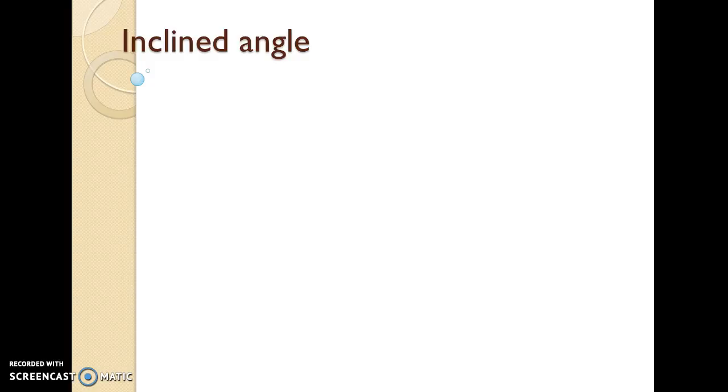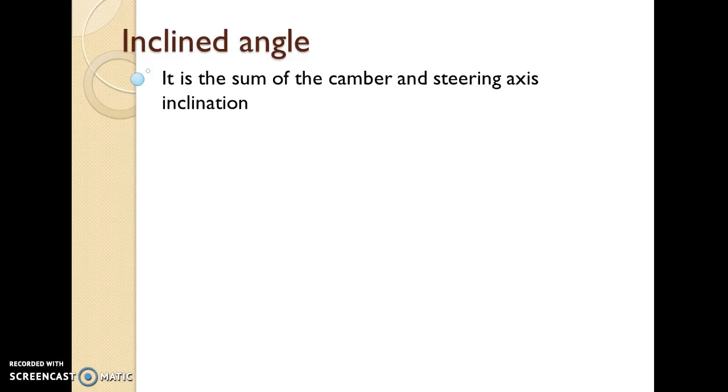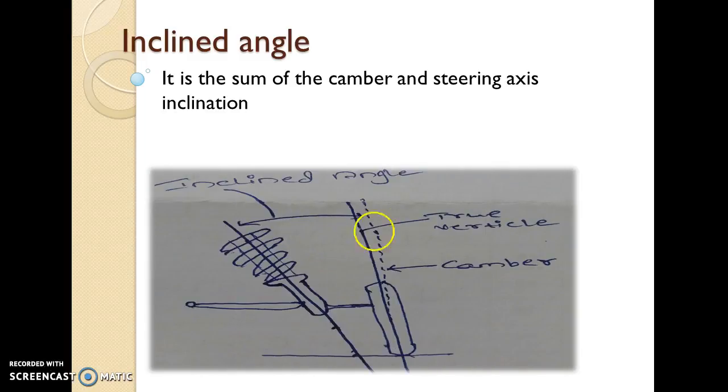Second one will be included angle. So as stated again, it is the sum of the camber and steering axis inclination. Again, this can be easily understood by the following figure. Consider this will be the camber and this is the true vertical. So the overall angle formed between these two will be the included angle.